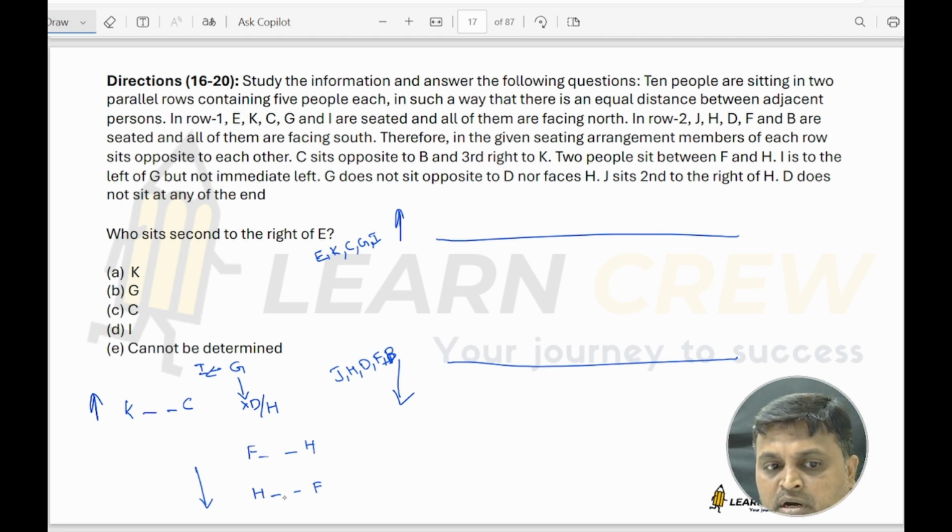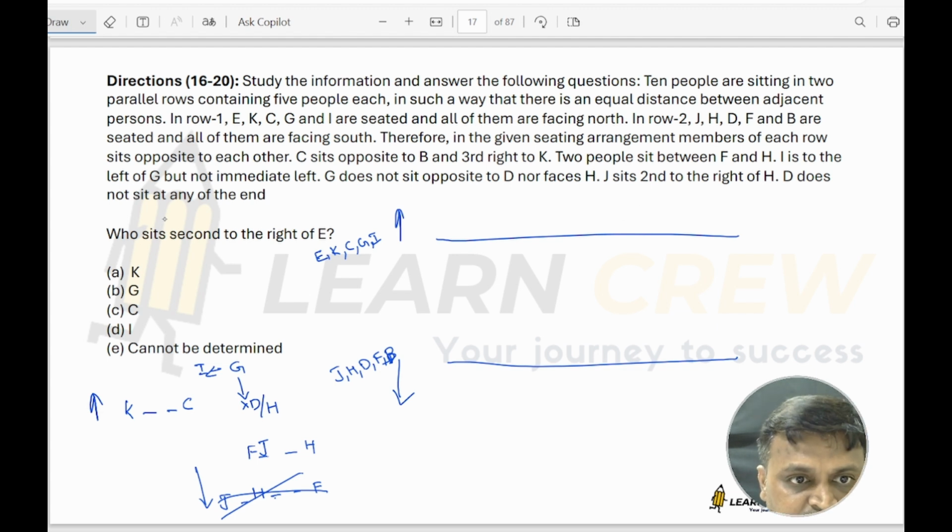so is it possible? Because positions 1, 2, 3, 4 are already there. They are facing south. This is the left side, this is the right side. So J is second to the right of H means here you have to be J. But if I take 1, 2, 3, 4, 5, 6, it is not possible. So this is the arrangement, because they are facing towards south. When they are facing towards south, H's second right is J. Clear? J sits second to the right of H.